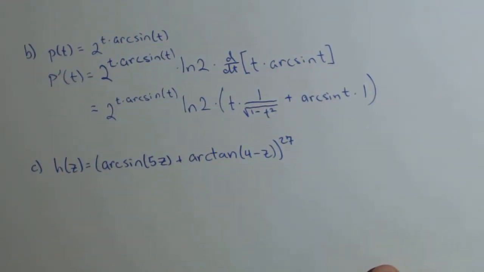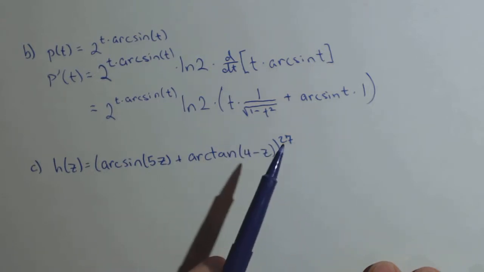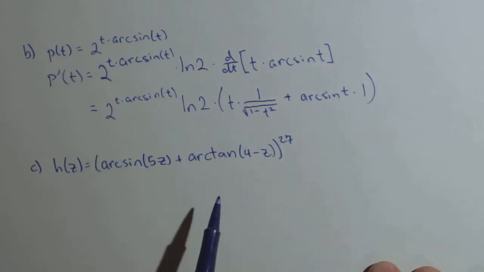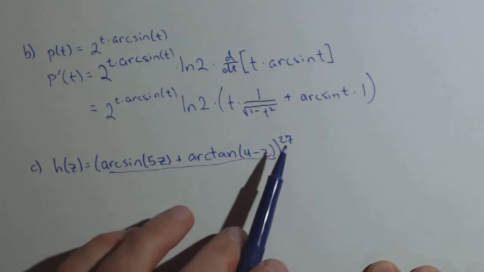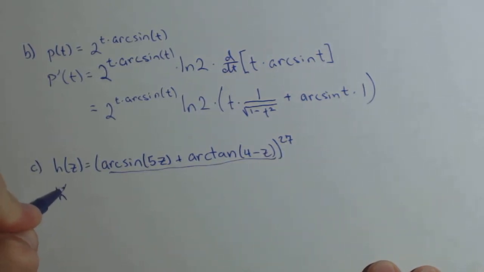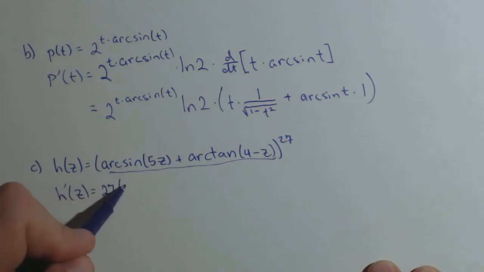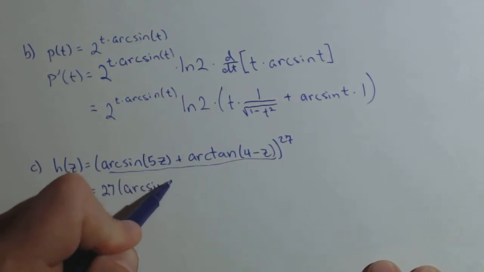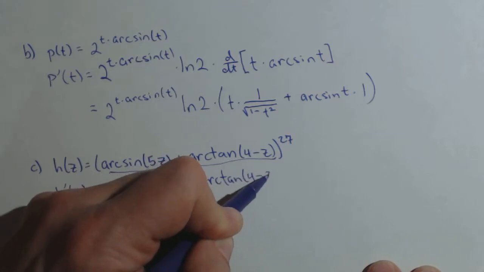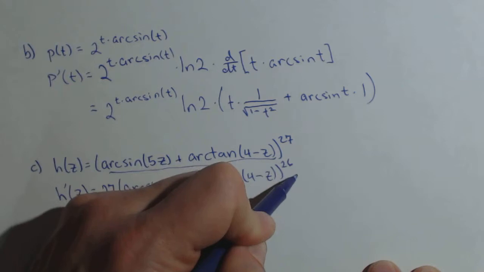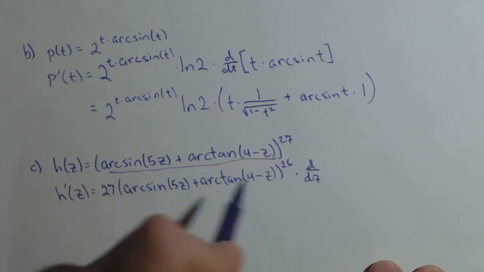Last one I want to look at here is h. And there's quite a bit going on in h, as you can see. It's going to be a composition within a composition. So first thing we have to identify is the major outside function and the major inside. So this inside the parentheses is my inside function. My outside is this being raised to the 27th power. So when I go to calculate h prime of z, first thing I'm going to do is bring that power down in front, 27, and leave the inside alone. Arcsine of 5z plus arctan of 4 minus z, and then I'm going to decrease the power by 1, times the derivative with respect to z of the inside.